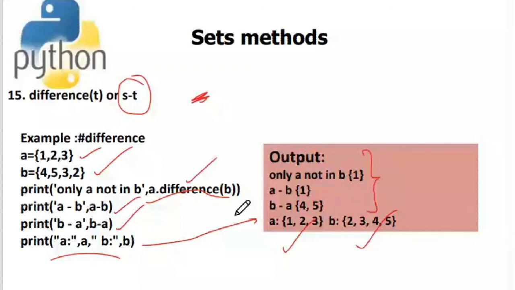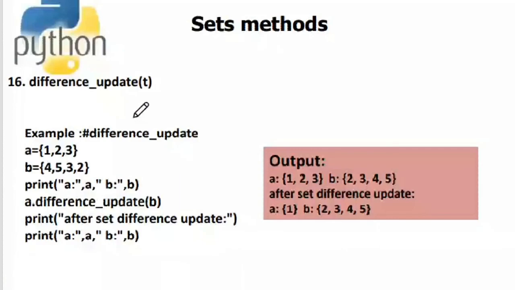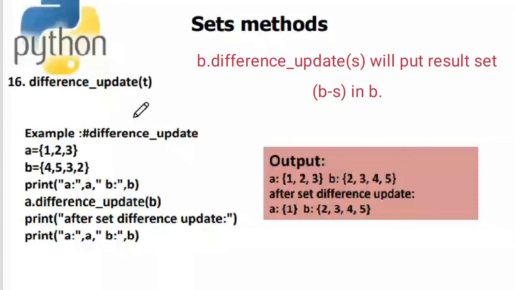What will difference update do? The difference will be assigned to set A, so there will be modifications. Set A will lose its original set, and now the result will be set A. So I'm saying A dot difference update B.